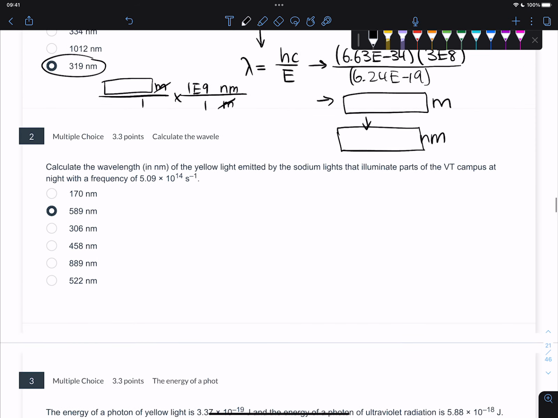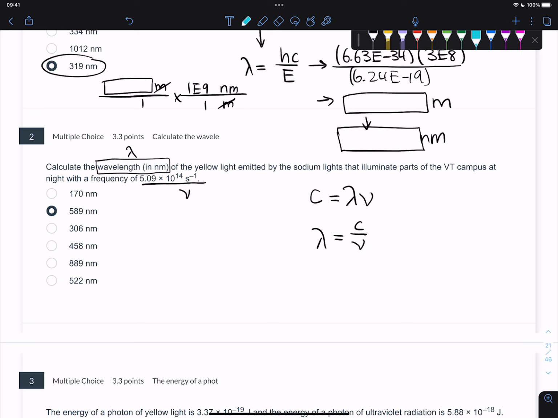Number 2, calculate the wavelength in nanometers of the yellow light emitted by the sodium lights that illuminate parts of VT's campus with this given frequency. So now you're given the frequency, which is nu, and you're trying to find the wavelength in nanometers. So wavelength traditionally is going to be in meters, and then you need to convert. So we're going to use one of our equations we just saw up there. We have wavelength, frequency, it's light. It moves at the speed of light. So you need to rearrange this equation. And since you're solving for wavelength, you're going to get that wavelength is equal to c over nu.